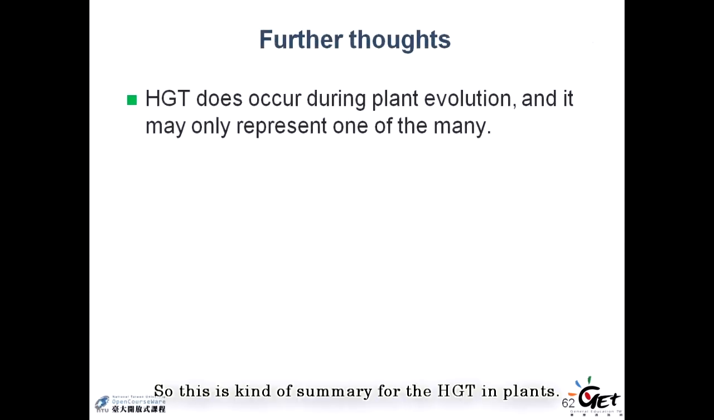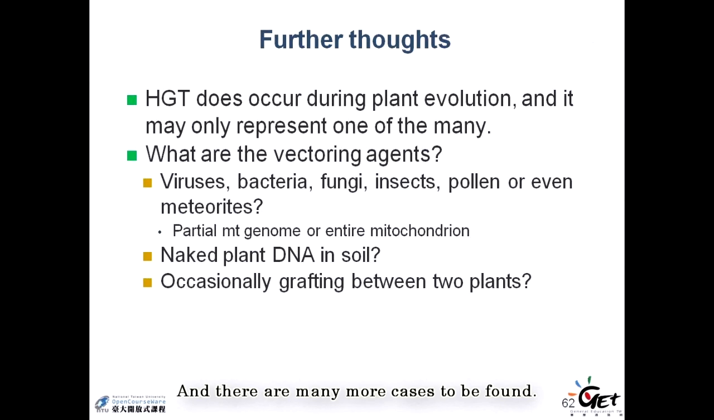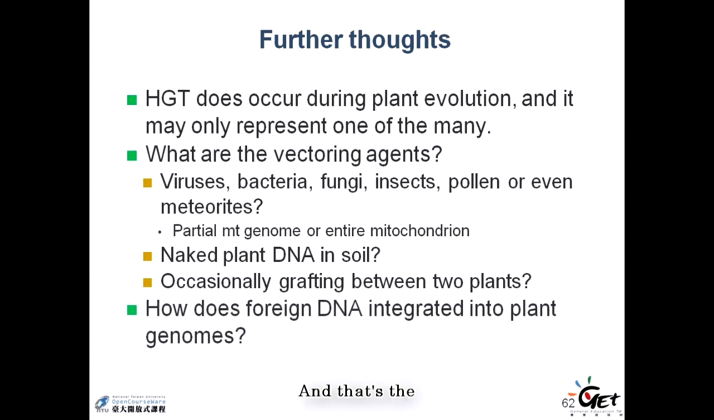So this is a kind of summary for HGT in plants. HGT is definitely happening in plants, and it plays a certain role in plant evolution. There are many more cases to be found, and basically the vector for HGT could be viruses, bacteria, fungi, insects, pollen, or even other things. It's even possible to take up naked plant DNA from soil. It's also possible through grafting or parasitism. And that's the basic thing.